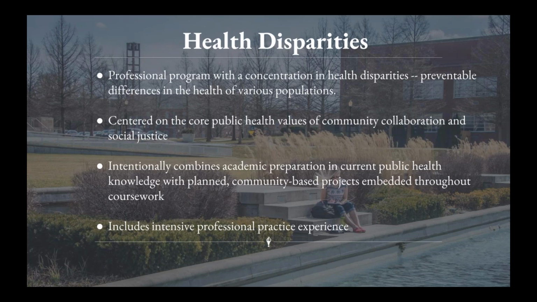And then what can we do from a public health perspective to try to address those injustices, those unfairnesses that impact those health outcomes for individuals? So why is it that people who live in X neighborhood tend to live 5 to 10 years less than people who live in Y neighborhood? What is that difference there, and what can we do about that? So our program really is centered on the core public health value of community collaboration and social justice.